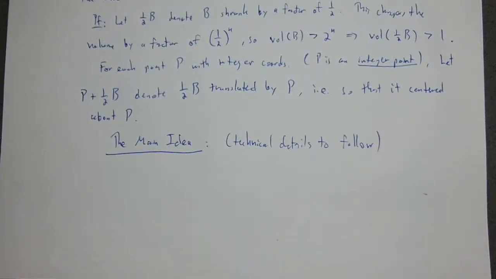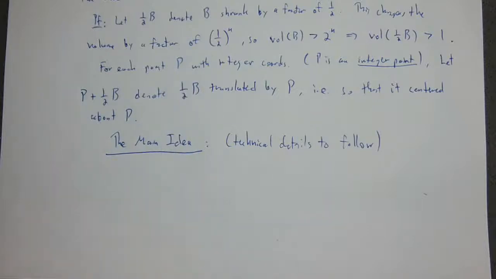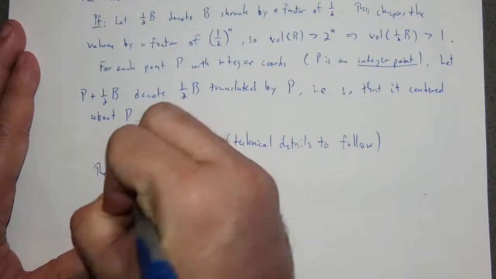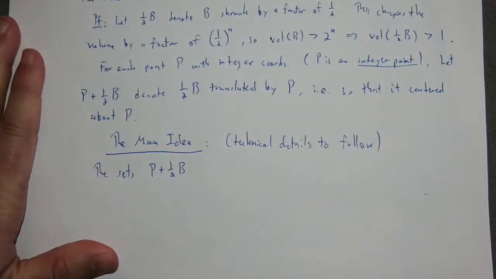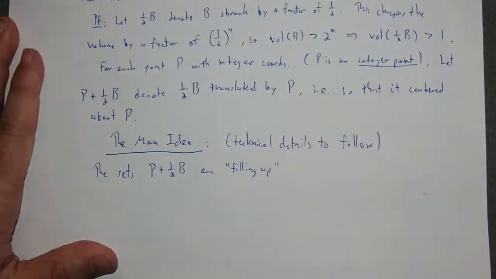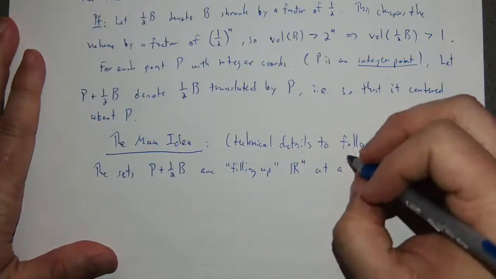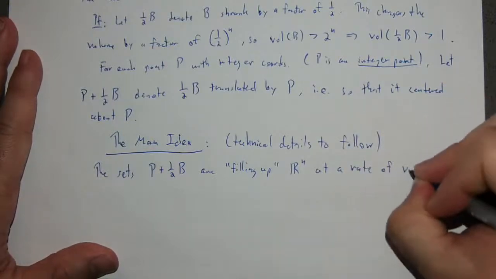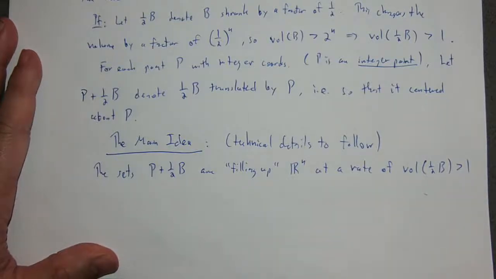So what's the main idea? Well, the idea is, as I let P run over every integer point in Rn, I consider what the sets P plus 1/2 B are doing. The sets P plus 1/2 B are filling up Rn at a rate of the volume of 1/2 B, which is greater than 1, per integer point.